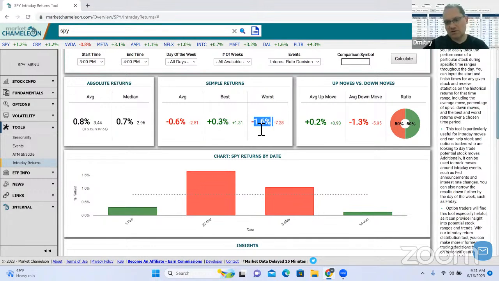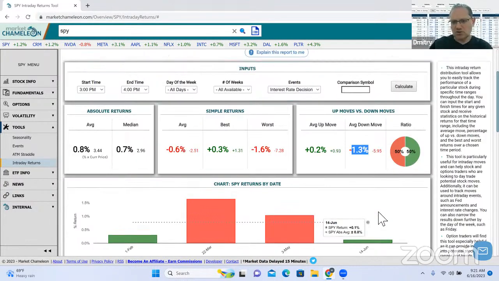So remember, it's not the entire move, it's just the last 1 hour. So that doesn't include from 2 to 3, okay? Or the whole day, just that last hour. Average up move 0.2%, average down move 1.3. So you can see here, it can still make pretty significant moves. And so far it's been 50-50. The last time it was up.